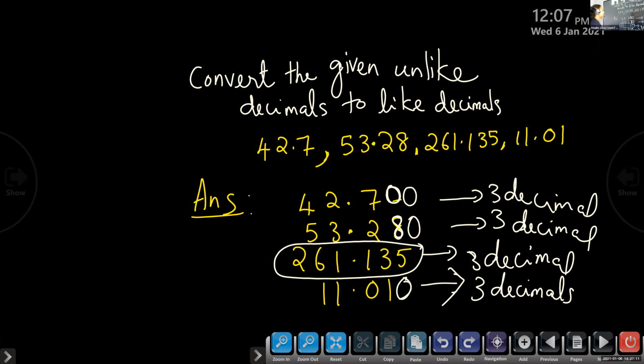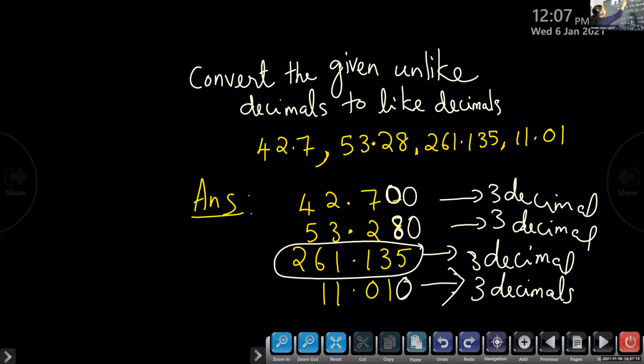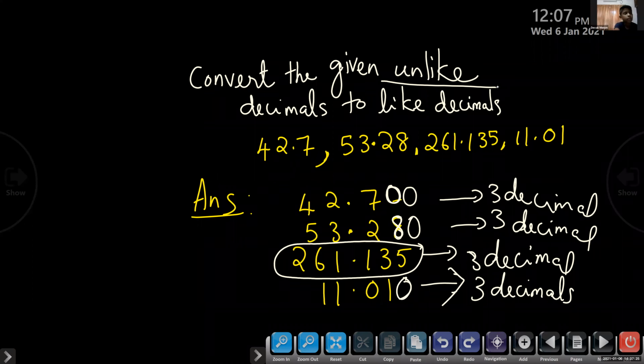So these unlike decimals became like decimals. Look at the question, children: convert the given unlike decimals. So can you tell me what are unlike decimals? Yes, Anandesh, can you say what unlike decimals are?